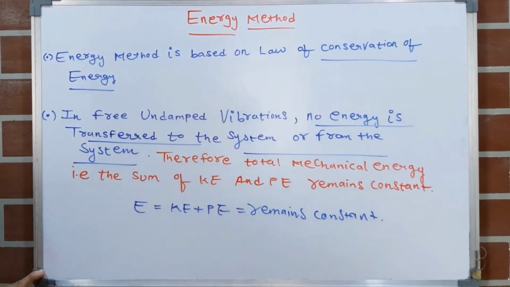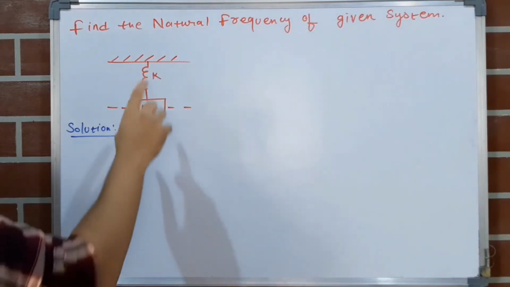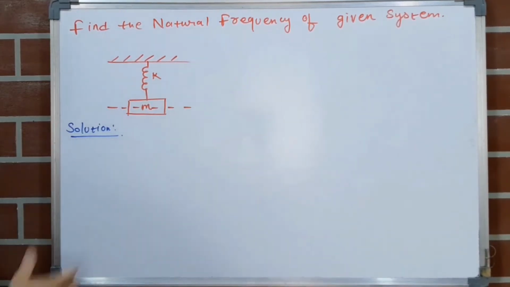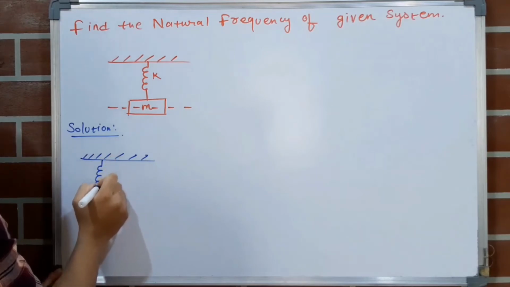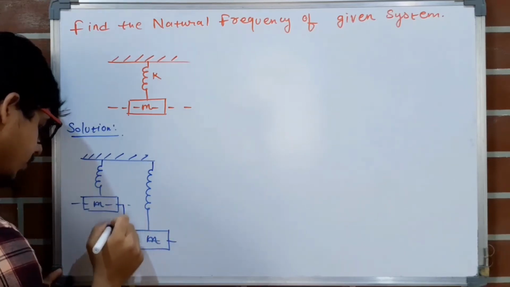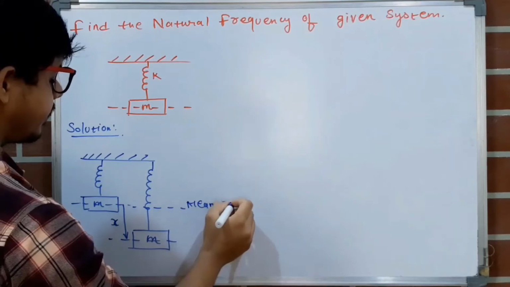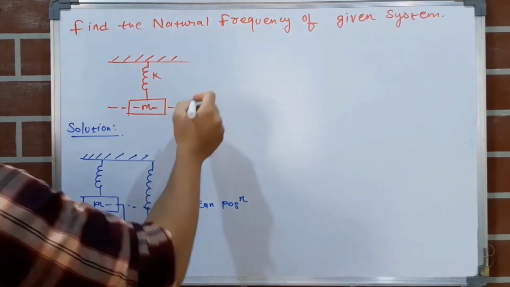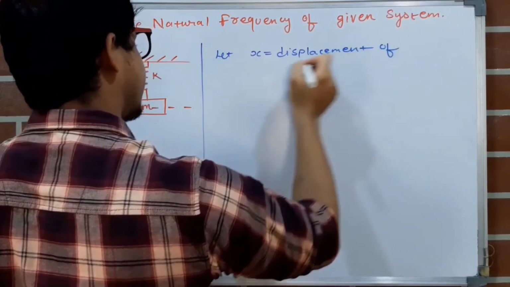Now we will see how to solve sums using this energy method. Find the natural frequency of the given system. This is the given system, a vertical spring mass system. The spring has stiffness K and mass M is suspended. Now we will solve this sum using the energy method. So first we will draw. This is the mean position of this spring mass system, and from this mean position we pull this mass in the downward direction by x displacement. So let x equal the displacement of the mass in the downward direction.